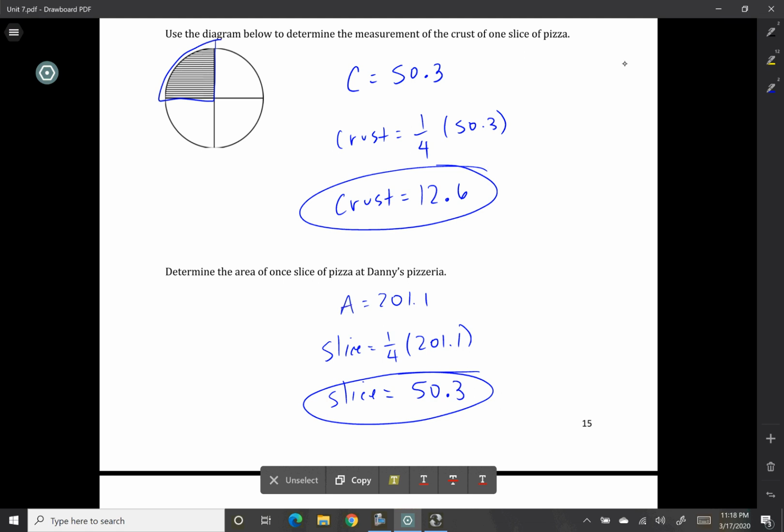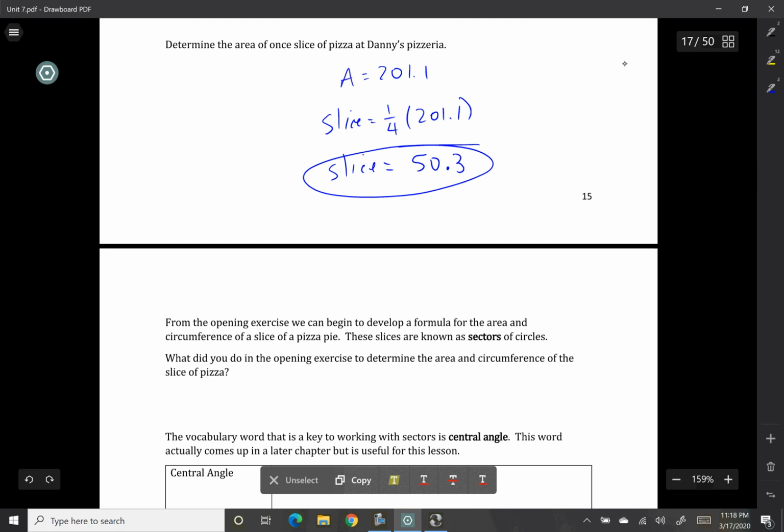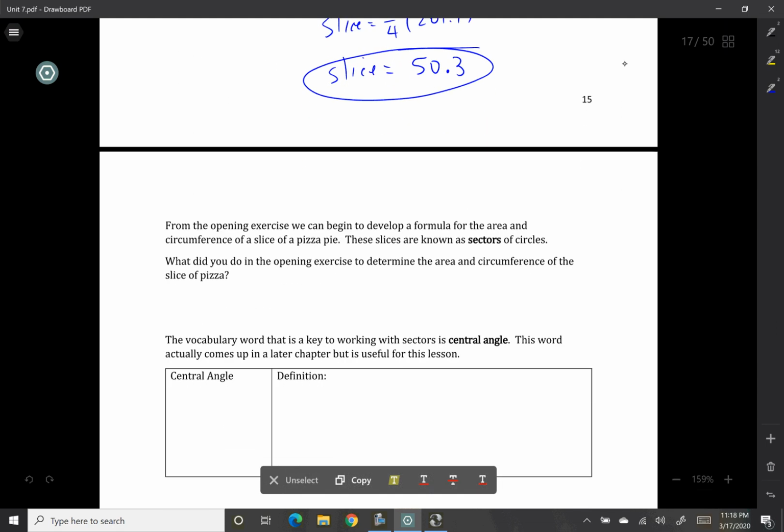So this opening exercise is basically describing what we're talking about here in lesson 4. Instead of finding the area and the circumference of an entire circle, we're going to be finding the area and the circumference of just part of the circle. So let's dive a little bit deeper into Danny's pizza. From the opening exercise, we can begin to develop a formula for the area and circumference of a pizza pie. Each one of these slices is known as a sector. That's the fancy word for a piece of a circle.